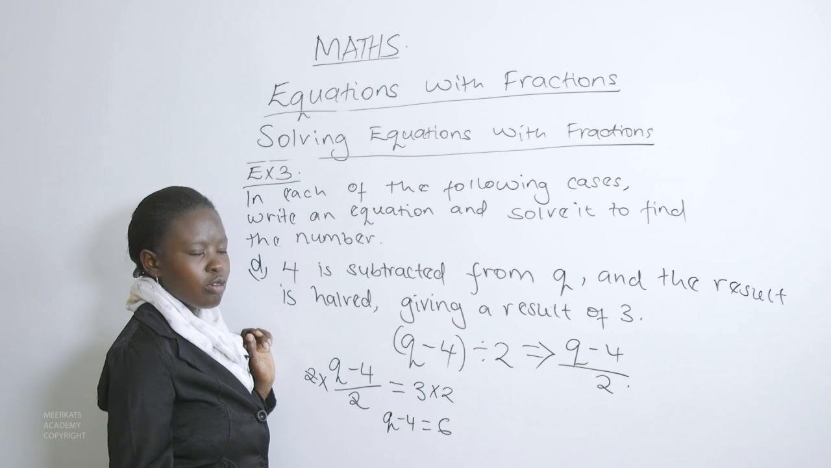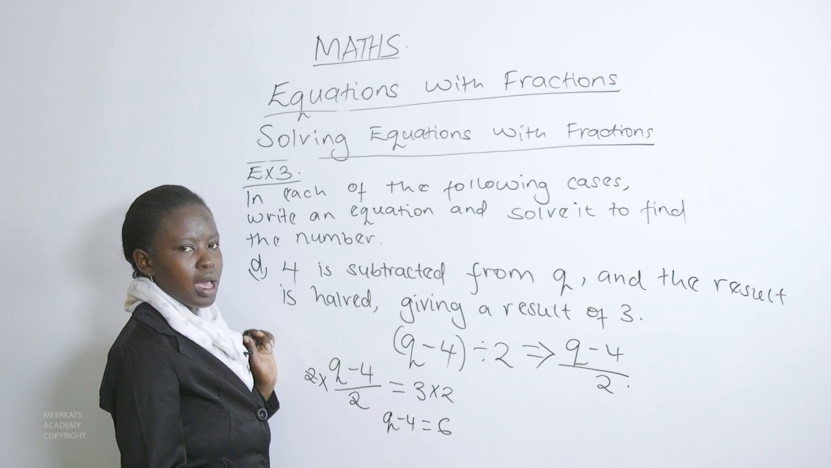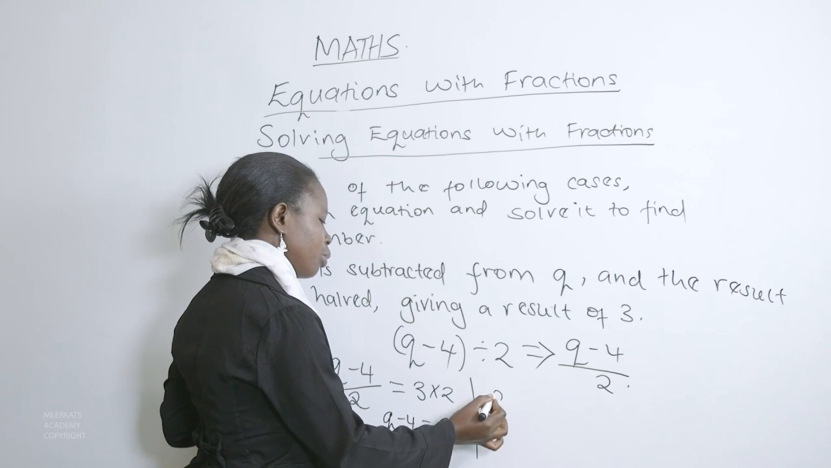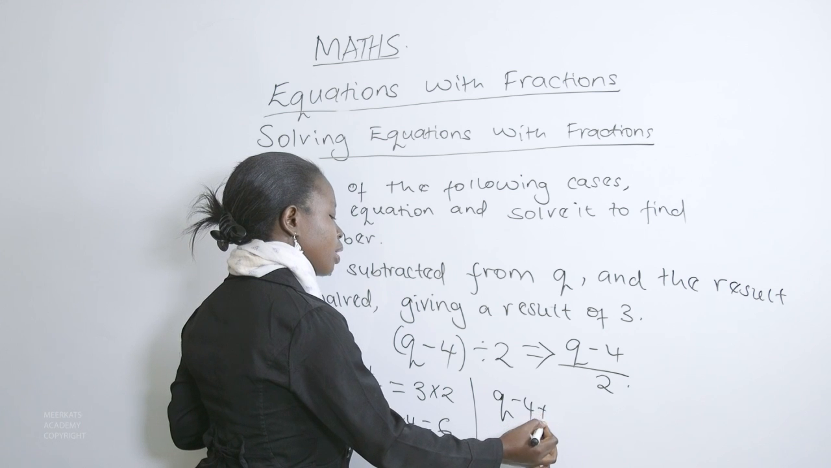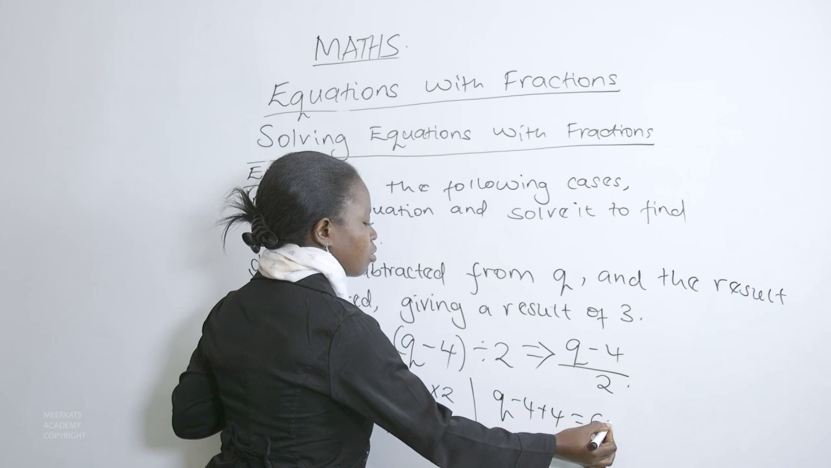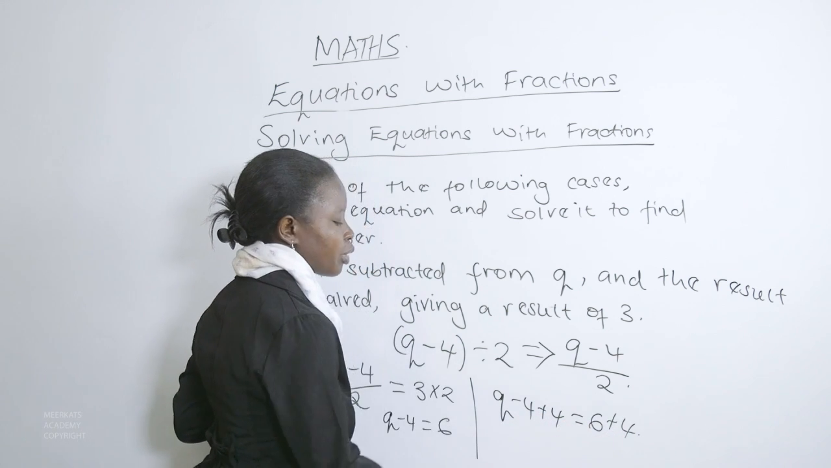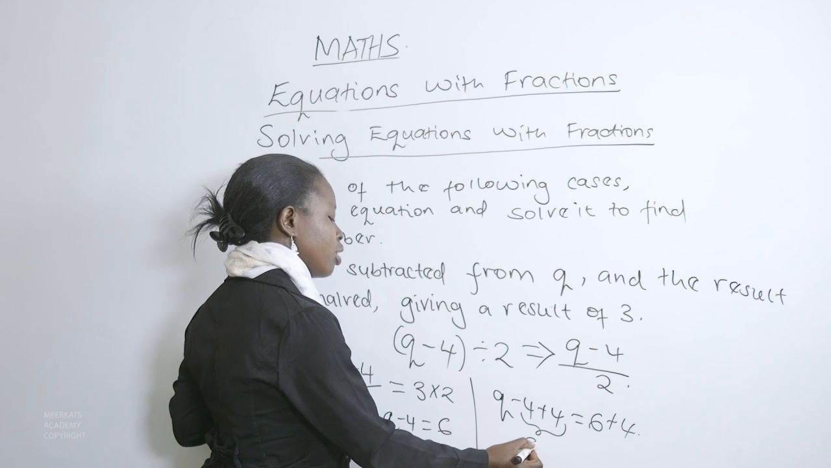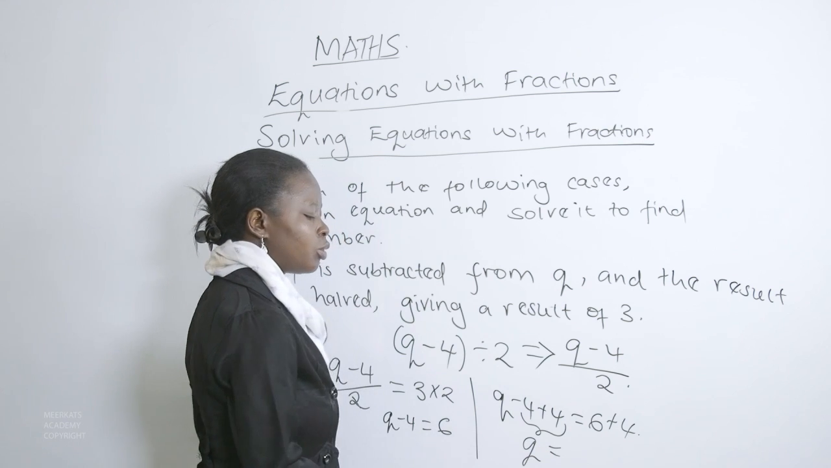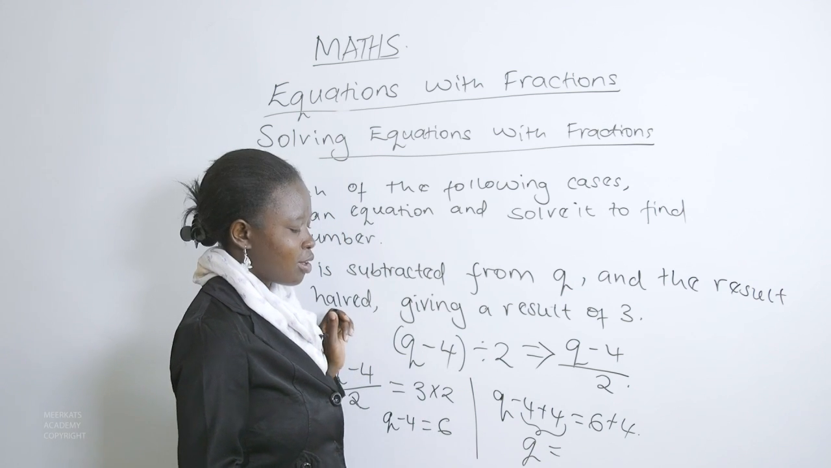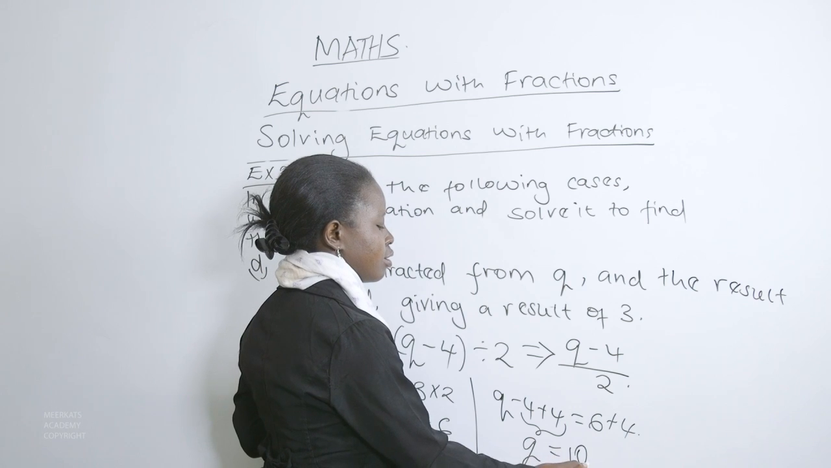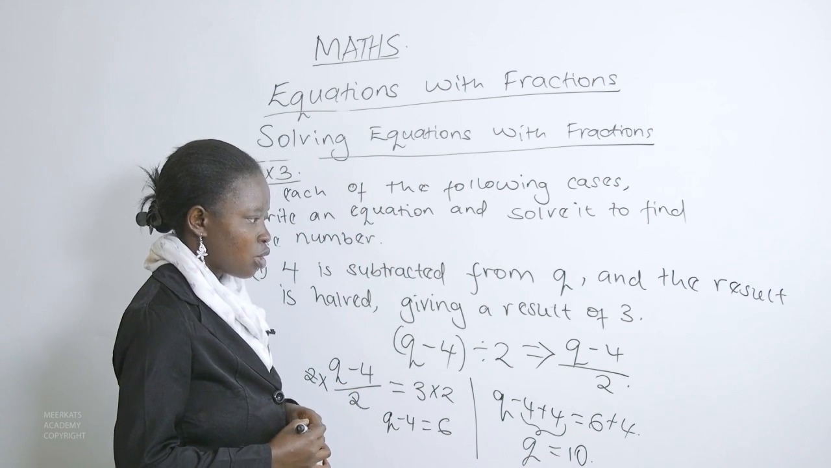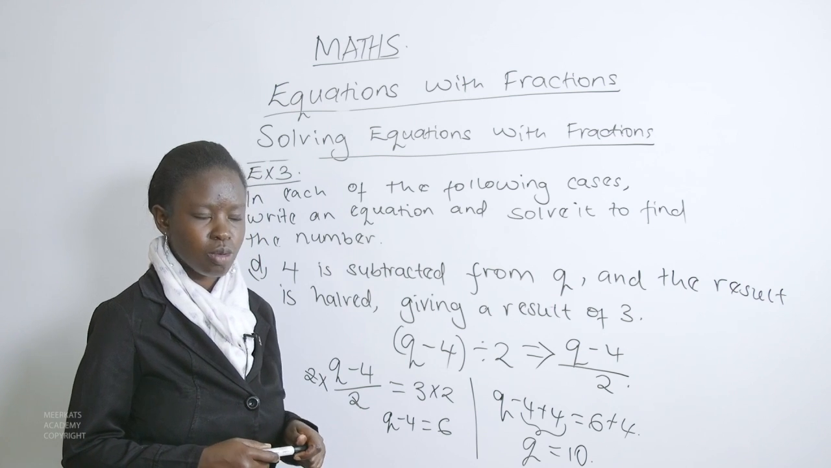For us to get the value of q, we add 4 on both sides, so that we have q minus 4 plus 4 will be equal to 6 plus 4. Minus 4 plus 4 will give us 0, so that we are left with q will be equal to 6 plus 4 is 10. So the value of q in this given equation is equal to 10.